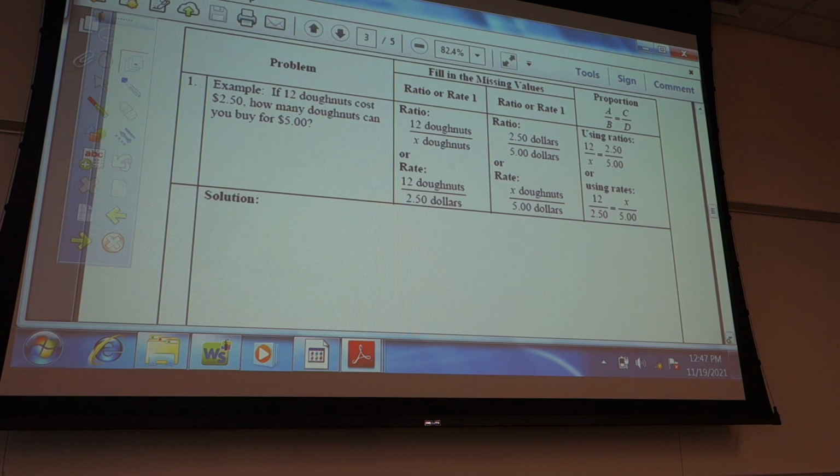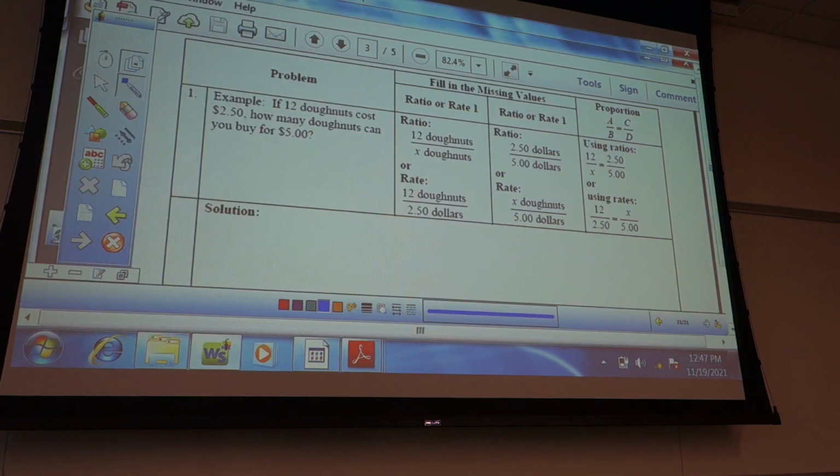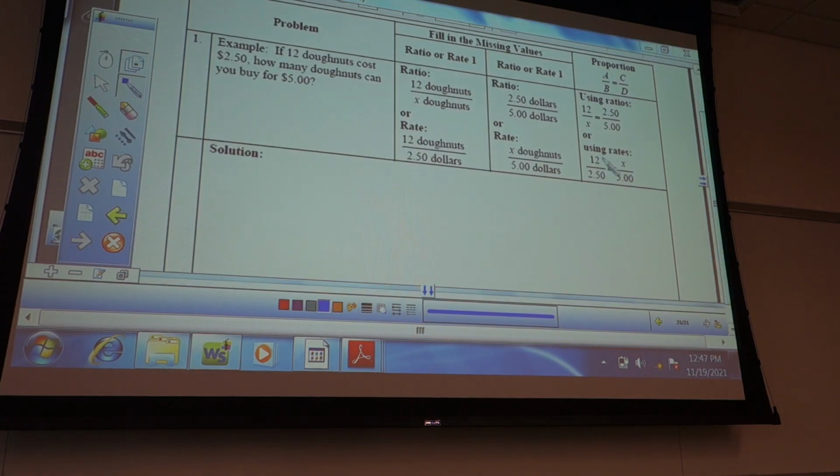I do want people to practice setting up ratios and proportions though. So we are going to set some up. So 12 donuts cost $2.50. So I like the rate one personally. 12 donuts cost $2.50. X donuts cost, how many donuts can you get for $5?